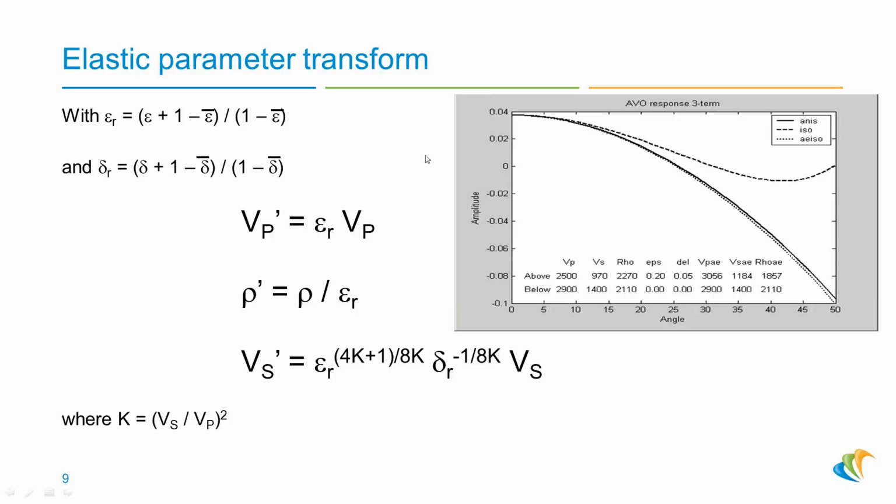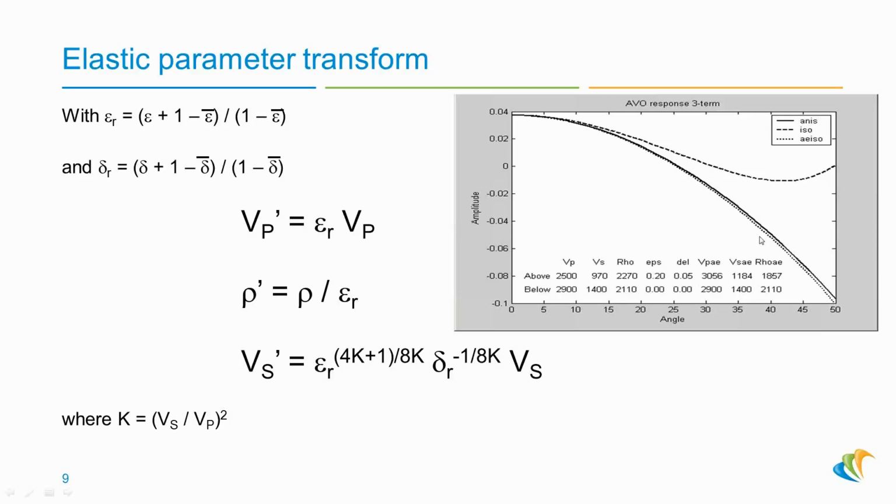And to show that this works, I have a little graph on the right-hand side here where you see reflectivity as a function of angle. And there are three curves in there. There's the dashed curve where we've used the isotropic elastic parameters and isotropic modeling. There's the solid black curve where we've used anisotropic modeling and the full Zoeppritz anisotropic modeling. And the dotted curve is where we've used isotropic modeling and our modified anisotropic parameters.